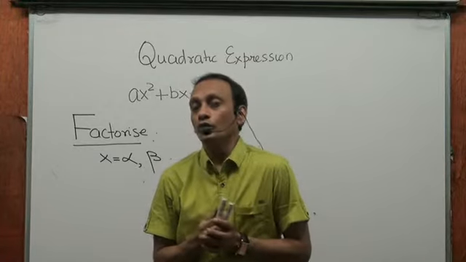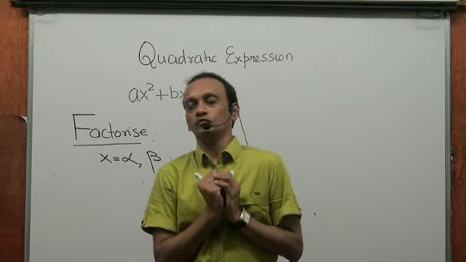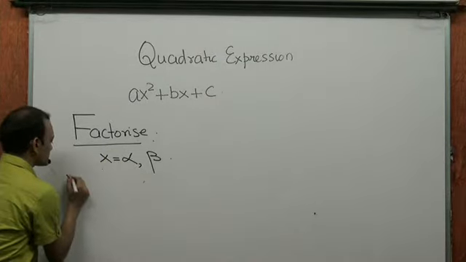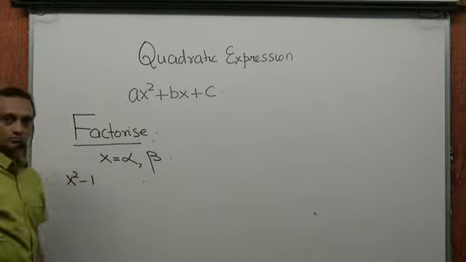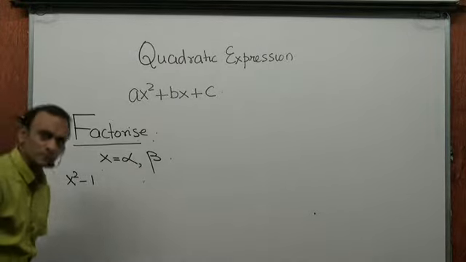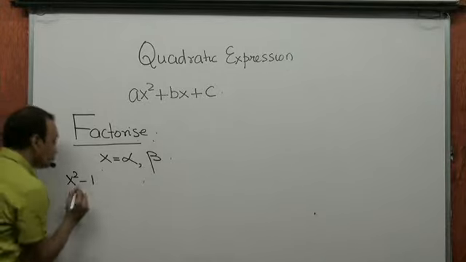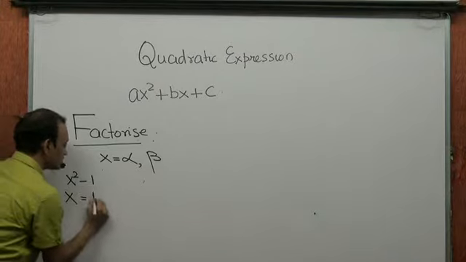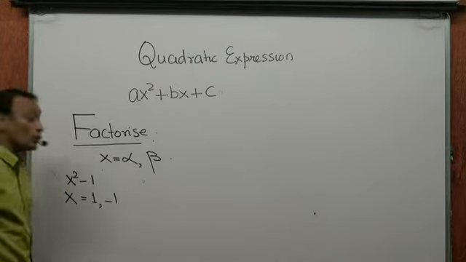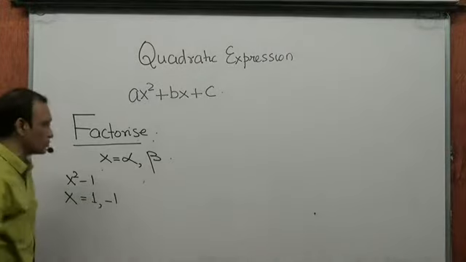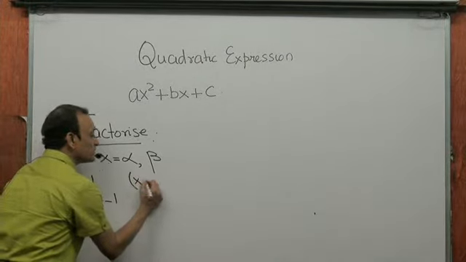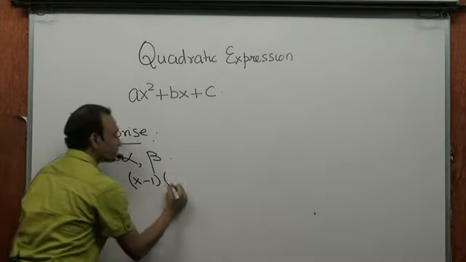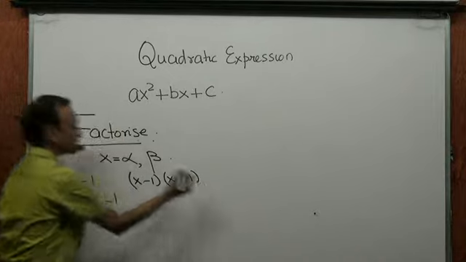Now, if an expression becomes 0 at a certain value of x, for example, x square minus 1 is an expression, right? And you find that this expression is becoming 0 at x equal to 1 and at x equal to minus 1. Very clearly, if this expression becomes 0 at x equal to 1, then x minus 1 must be a factor of this expression. If it becomes 0 at x equal to minus 1, then x plus 1 must be a factor of this expression.